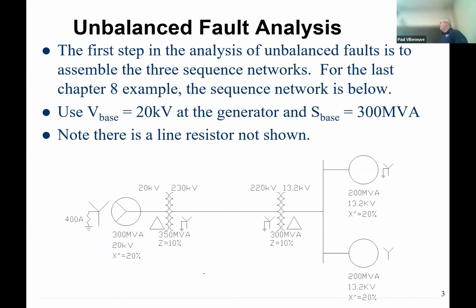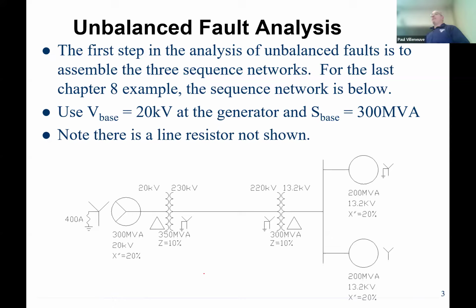So let's start by doing a basic diagram. We'll build the network and then we'll figure out, once we have this network that experiences different fault types, where will the current be able to flow under the different conditions? So here's a simple system. You've got a generator that has a 400 amp resistor.